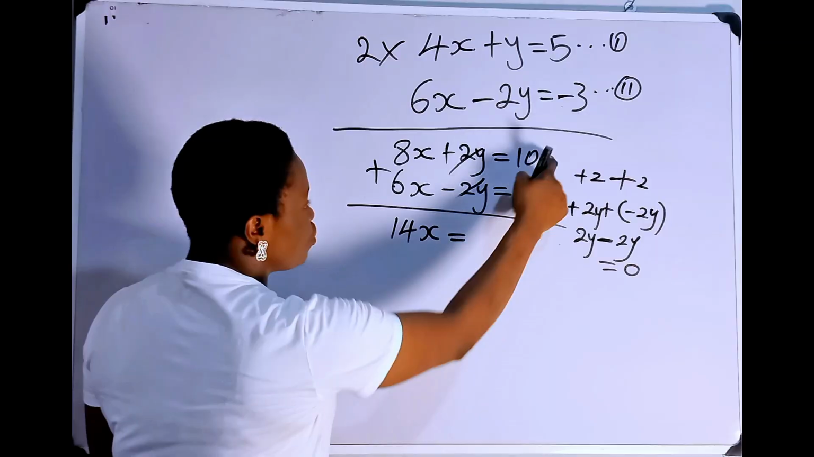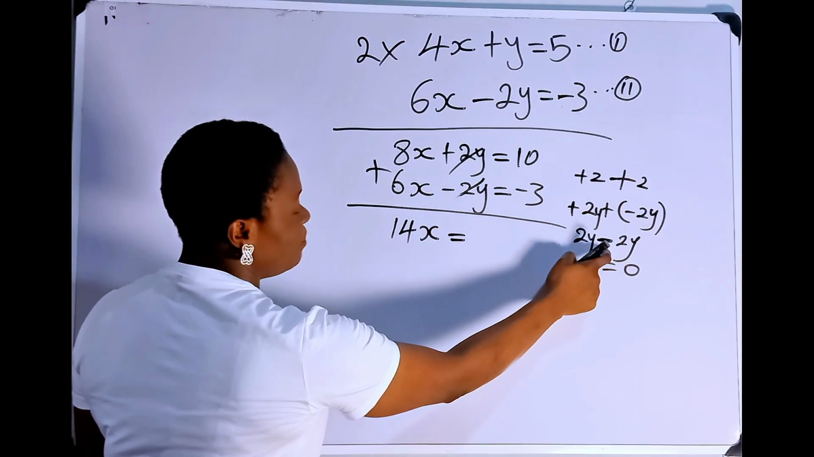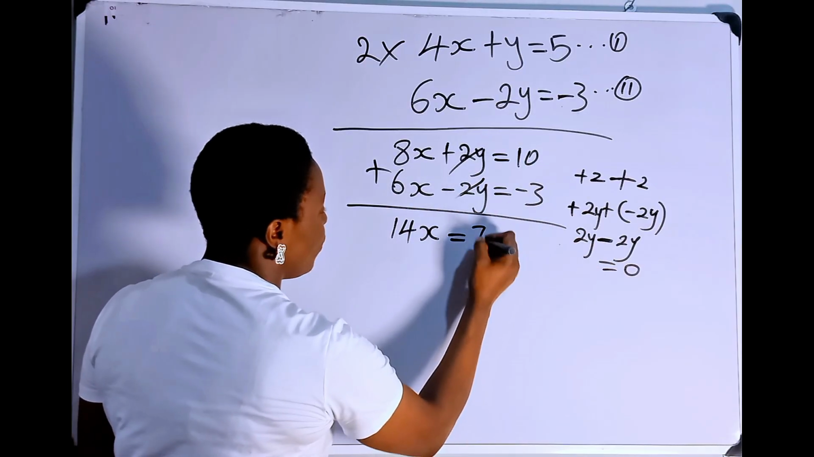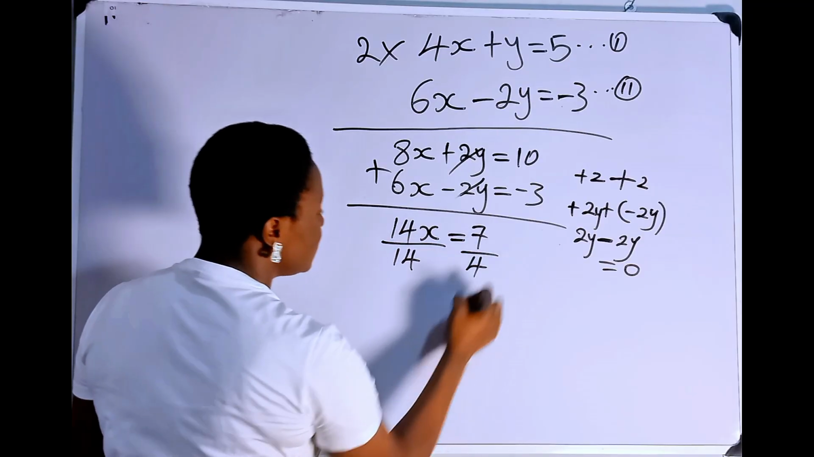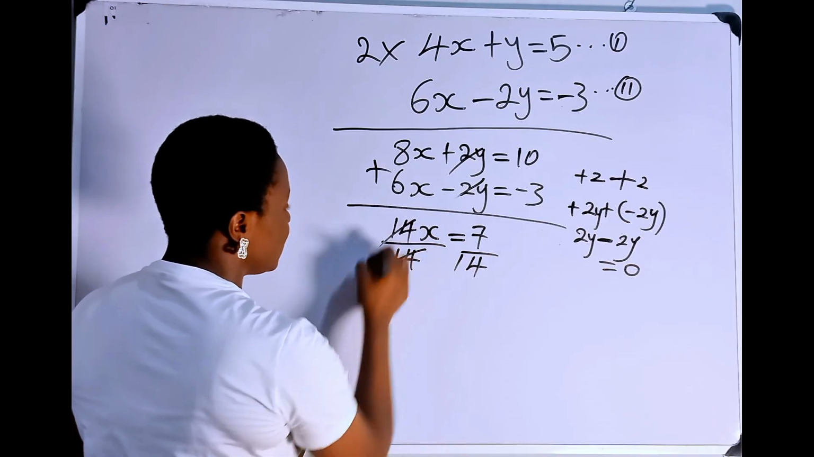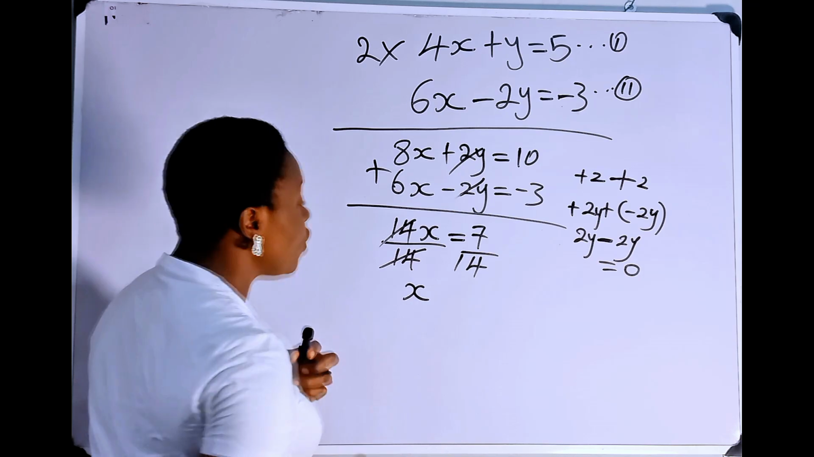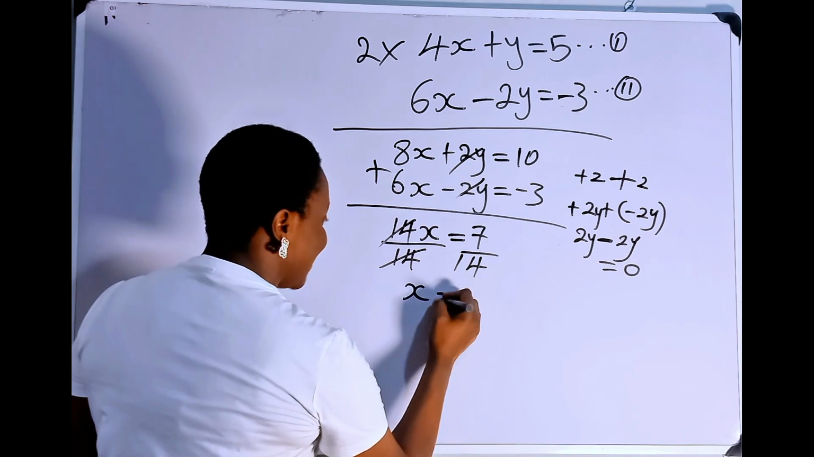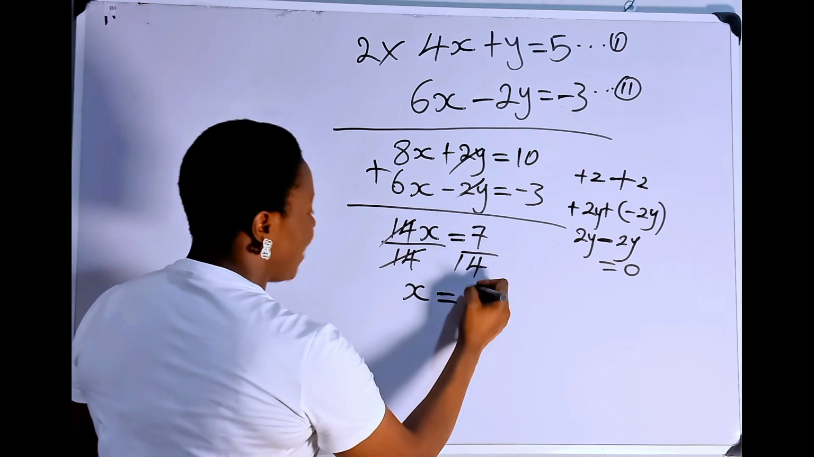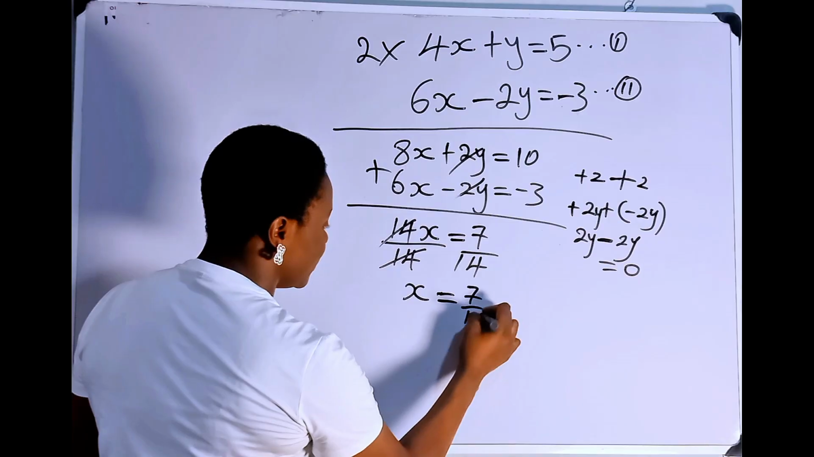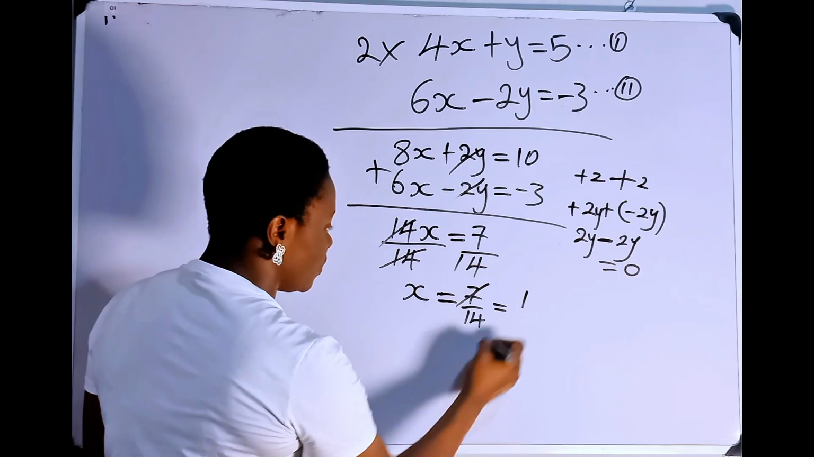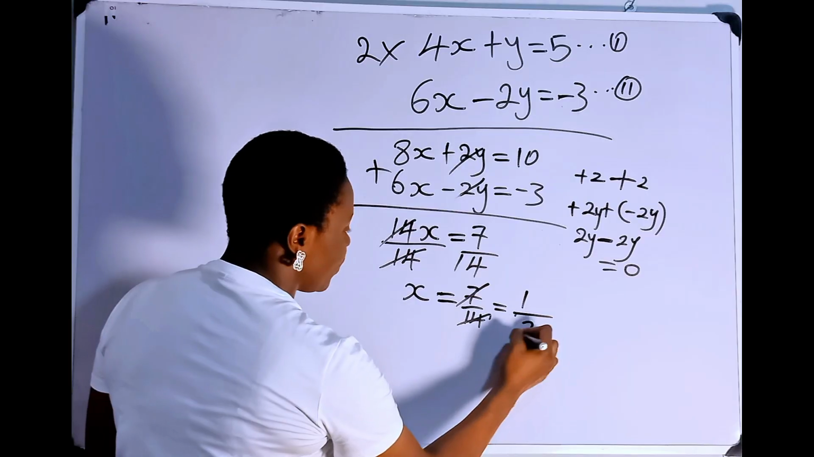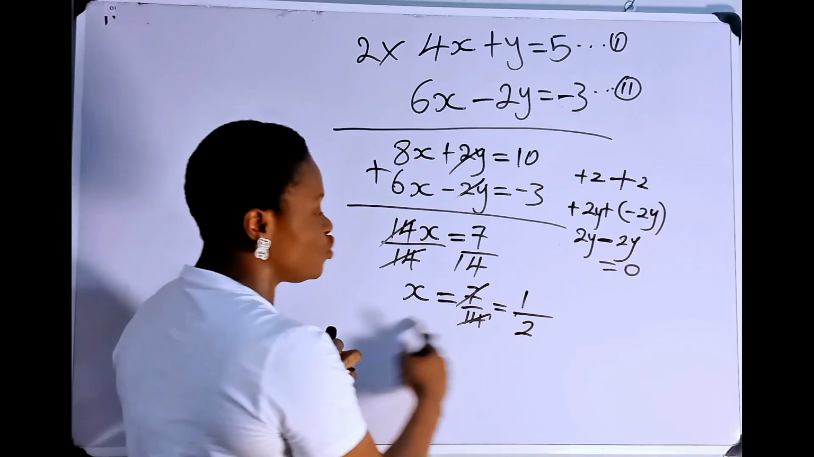Because we are just going to subtract if we apply the same method here. So we have 14x equals 7. We'll divide both sides by 14. 14 divided by itself is 1, and 1 times x gives us x. And this equals 7 divided by 14. If we reduce this to the lowest term, 7 divided by itself is 1, and 14 divided by 7 gives us 2. So we have the value of x to be 1 over 2.